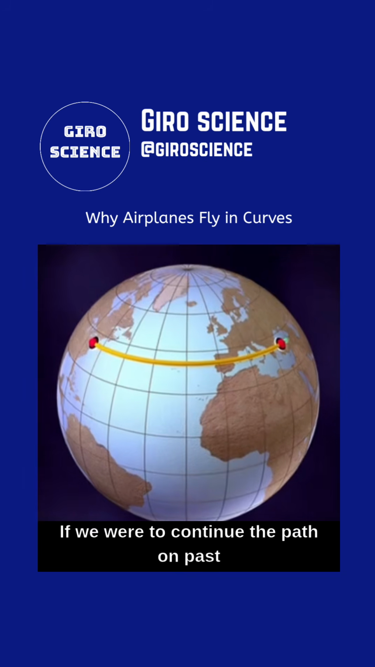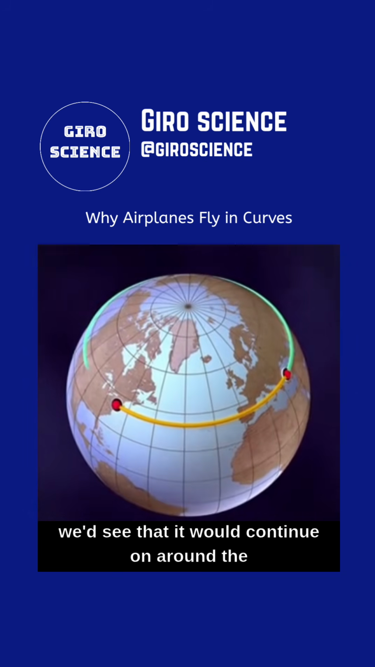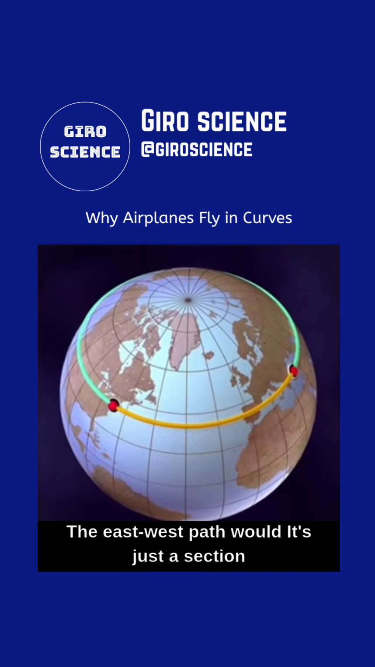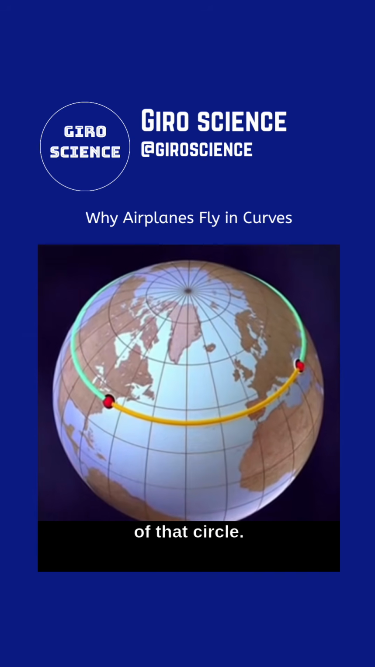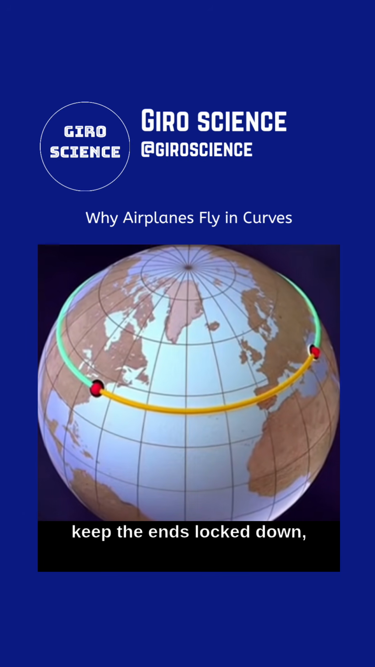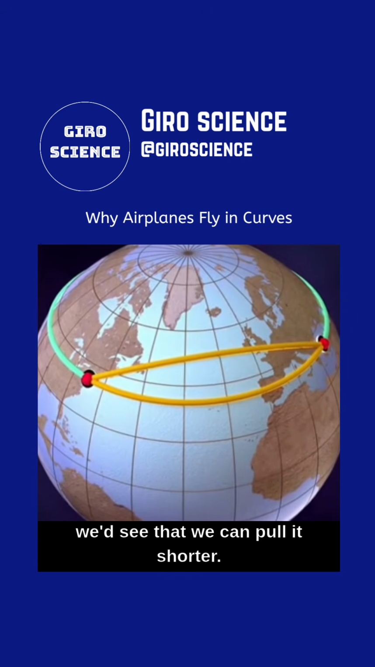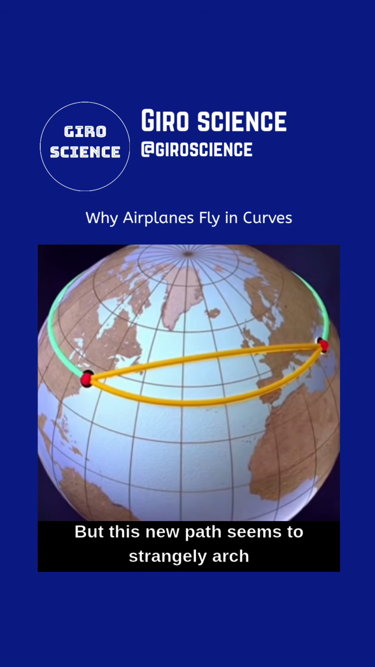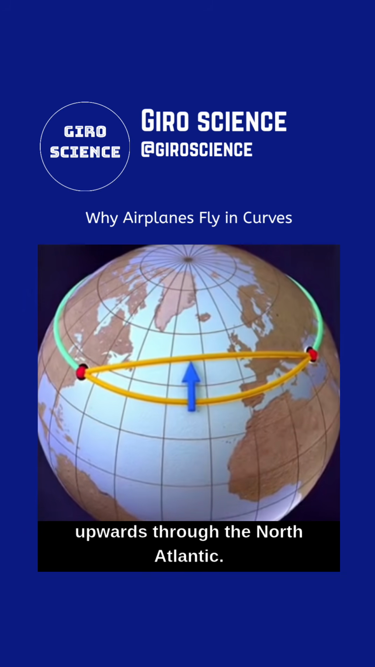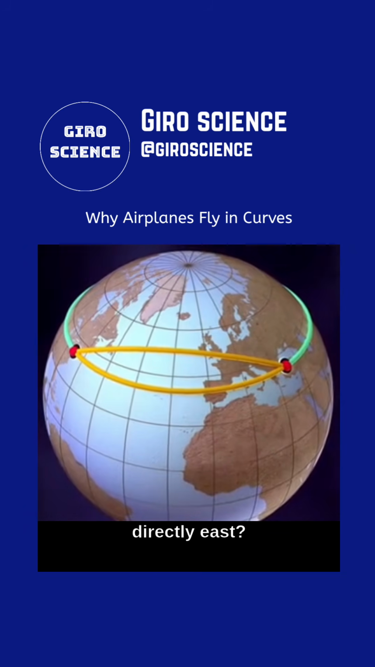If we were to continue the path on past Istanbul, we'd see that it would continue on around the globe and create a complete circle. The east-west path is just a section of that circle. However, if we take this path, keep the ends locked down, and try to shrink it, we'd see that we can pull it shorter. But this new path seems to strangely arch upwards through the North Atlantic.